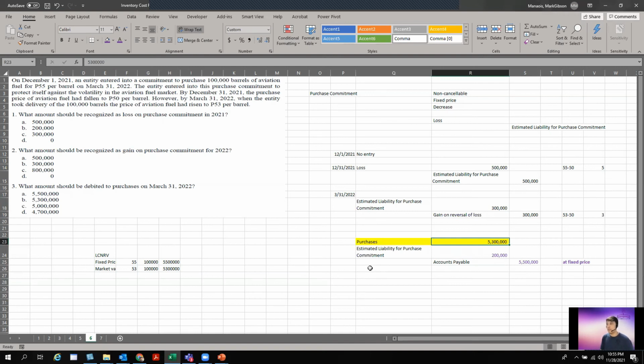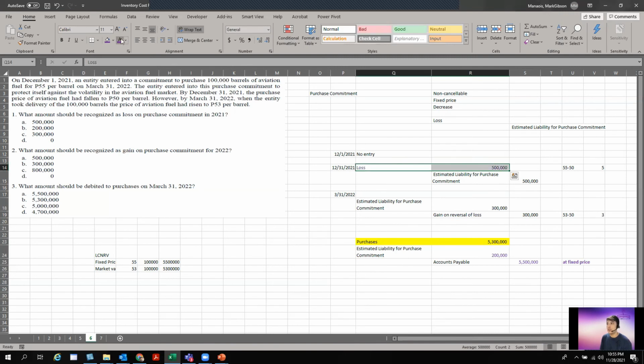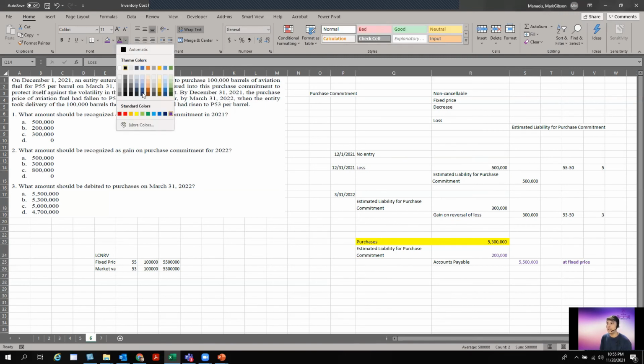So requirement number 1, what amount should be recognized as loss on purchase commitment in 2021? So the answer is 500,000. So this represents the loss that we recorded when we compare the purchase commitment price of 55 versus the market price on December 31, 2021 at 50 pesos.